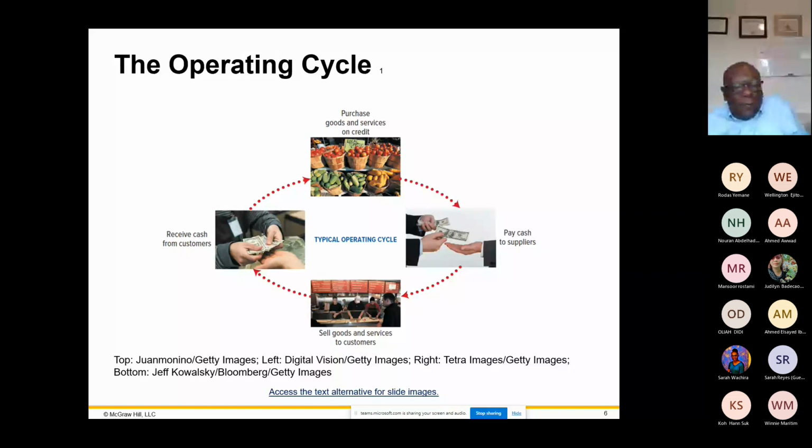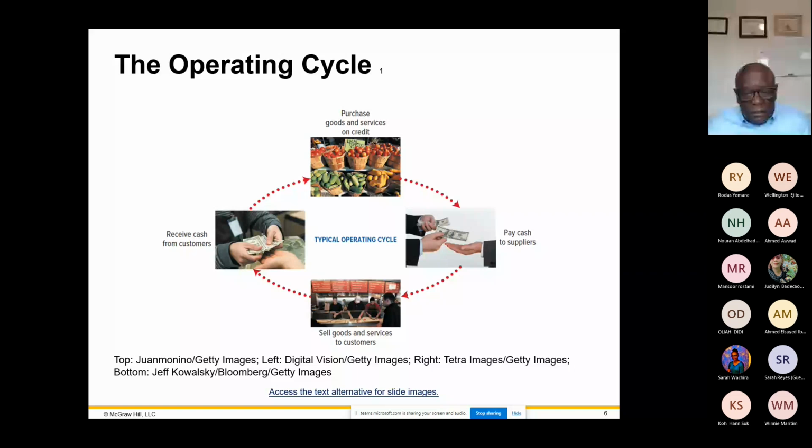You can see there is no manufacturing. They just purchase goods and services, and in most cases, they purchase on credit. So when they purchase on credit, they don't pay until what is agreed. Each company agrees on when to pay. The company supplying the finished goods, if it is a farm, it will be farmers. They will tell them, well, we'll pay you in 30 days, 45 days, 60 days, depending on what they agree on. So they will purchase on credit. But the next step is that they will pay cash to the suppliers.